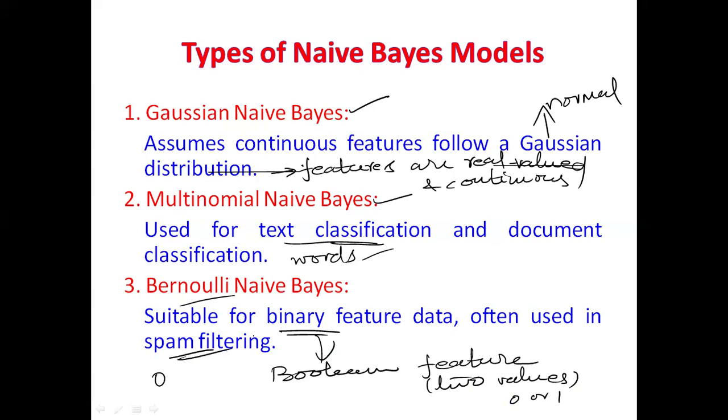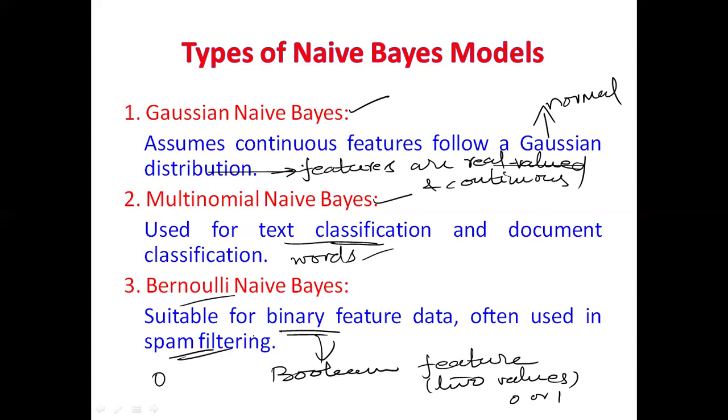So I'll repeat once again. There are three types of naive Bayes models: Gaussian naive Bayes, multinomial naive Bayes, and Bernoulli naive Bayes. Gaussian naive Bayes assumes that continuous features follow the Gaussian, that is normal, distribution. It is used when the features are real valued and continuous. Multinomial naive Bayes is suitable for text classification tasks where features represent word frequencies or counts. It models the occurrence of words in documents.